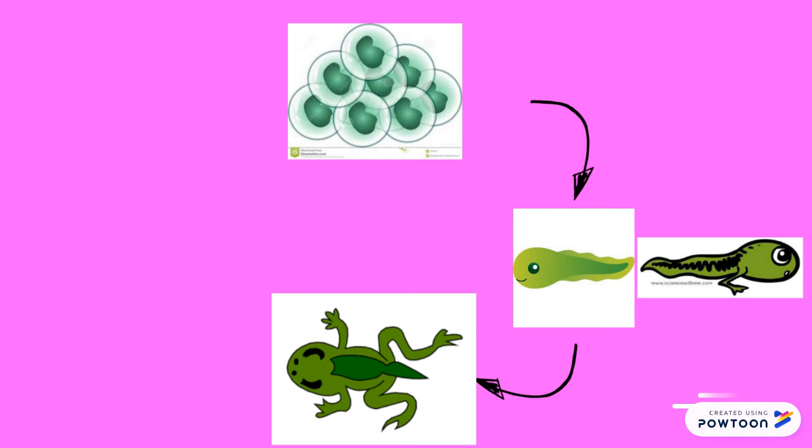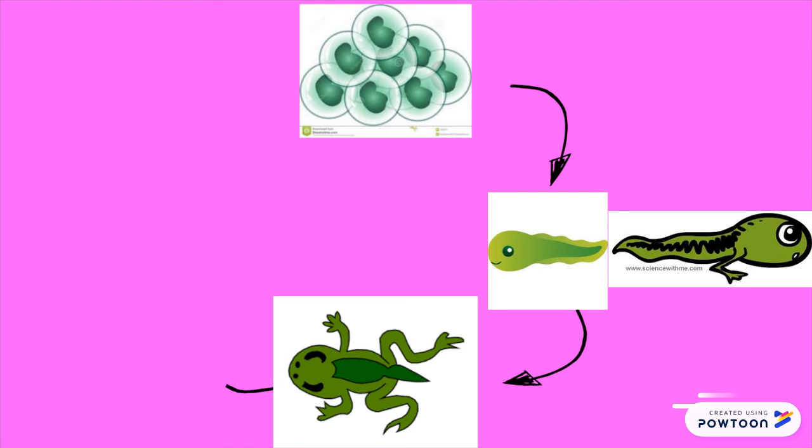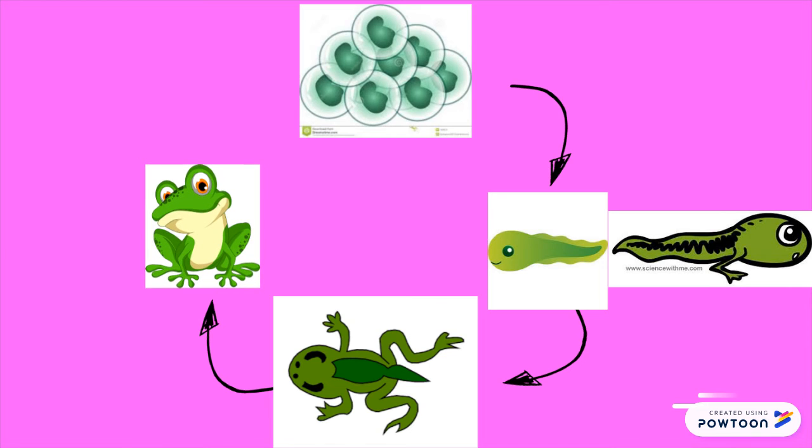Stage 3. The tadpole becomes a froglet when it grows 2 front legs and the tail starts to shrink. Stage 4. After the froglet's tail disappears completely, it becomes an adult frog. The adult frog then lays eggs and more tadpoles hatch and begin the cycle again.